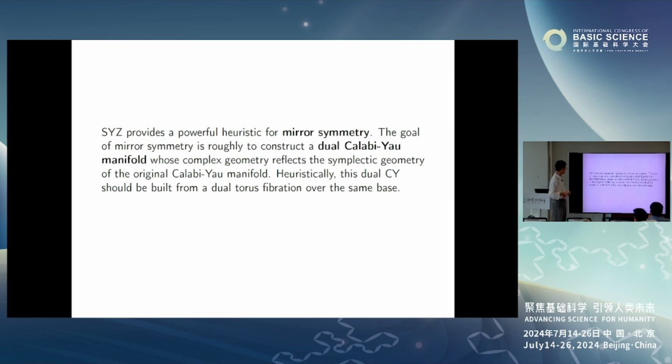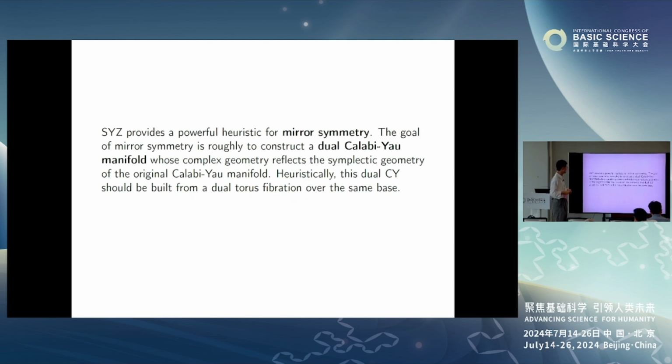And the rough goal of mirror symmetry is to construct dual pairs of Calabi-Yau manifolds, where the complex geometry of one side of the Calabi-Yau is reflected by the symplectic geometry of the other dual Calabi-Yau, and vice versa. So that's the rough spirit of mirror symmetry.